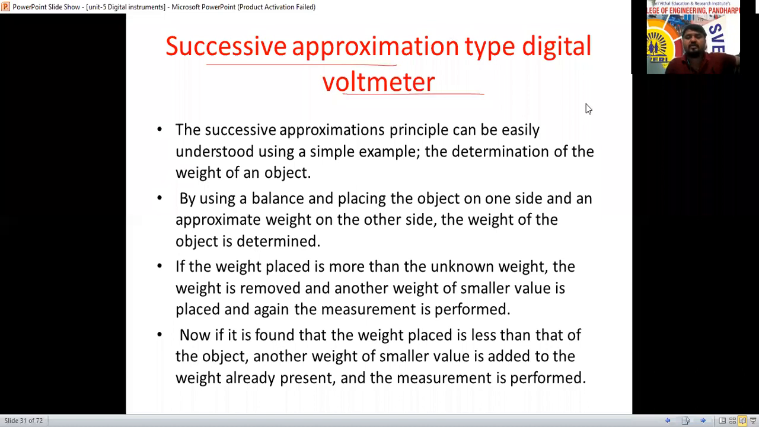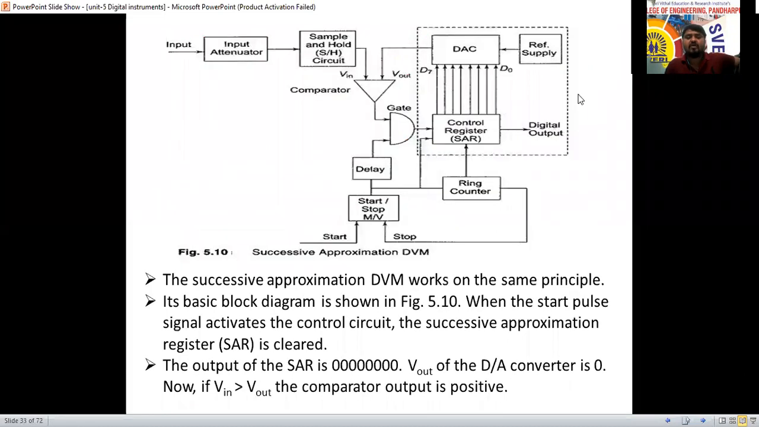Now we will go to the actual diagram. This is the block diagram of the successive approximation type digital voltmeter. This is the main gate, and the start and stop pulses are given by this. The multivibrator is used for the reset. The ring counter is called the clock counter. Here is the control register, called the successive approximation register control, or SAR. It gives the digital output.